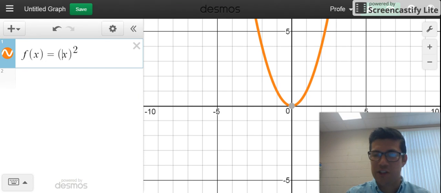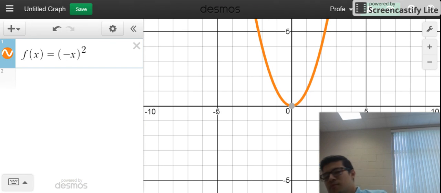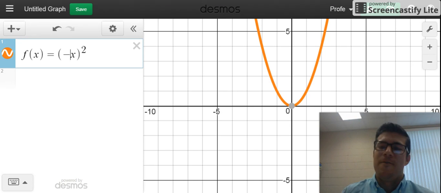Here we go. Are you ready to see this flip across the y-axis? Boom. There it is. It didn't do anything. Why? That's right, because it's symmetrical to the y-axis already.